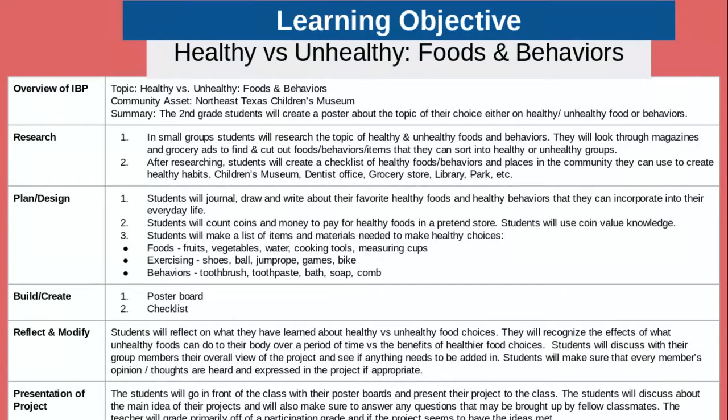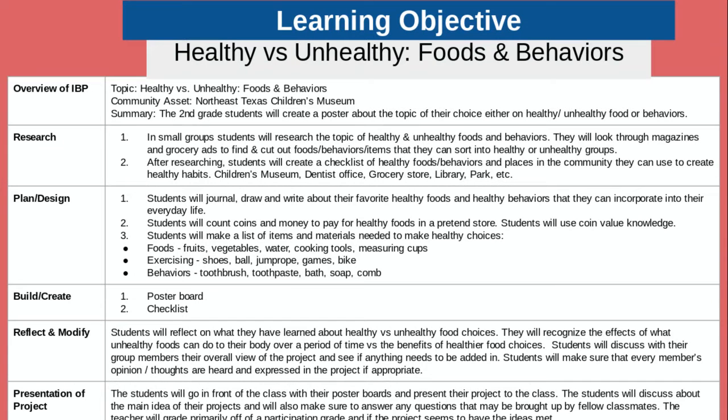To reflect and modify, students will reflect on what they have learned about healthy versus unhealthy food choices. They will recognize the effects of what unhealthy foods can do to their body over a period of time versus the benefits of healthier food choices. Students will discuss with their group members their overall view of the project and see if anything needs to be added in. Students will make sure that every member's opinion and thoughts are heard and expressed in the project if it's appropriate.